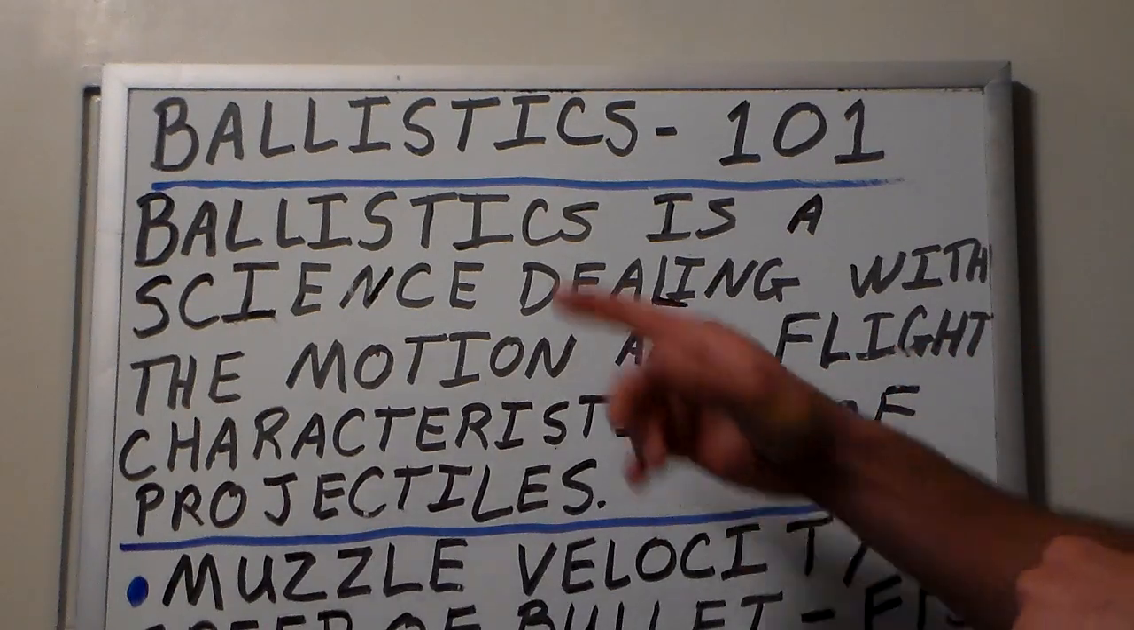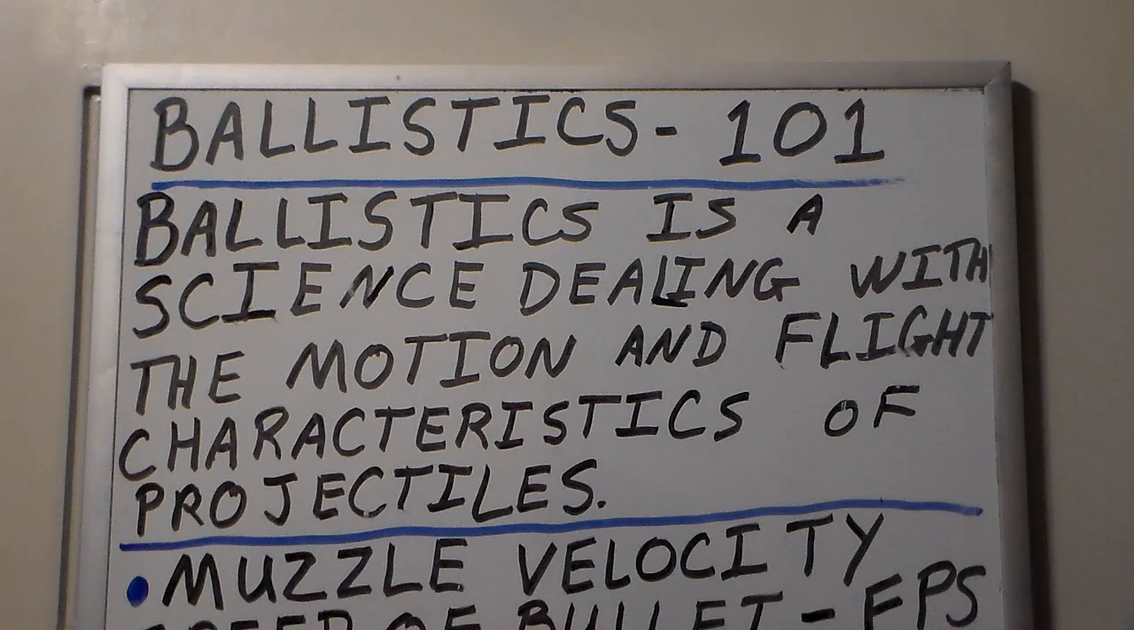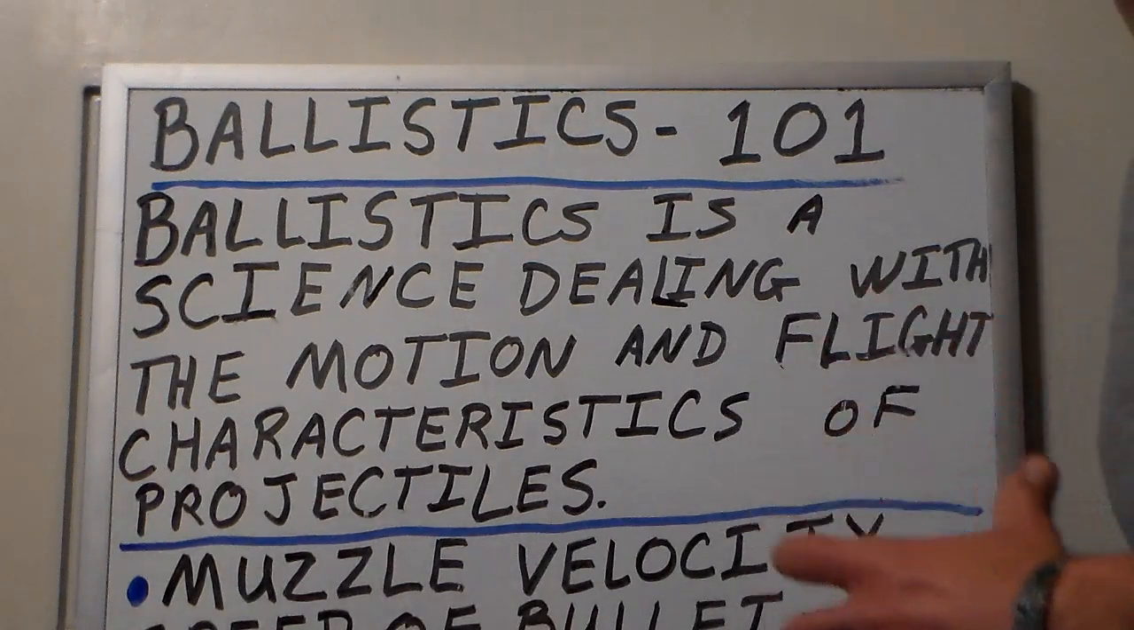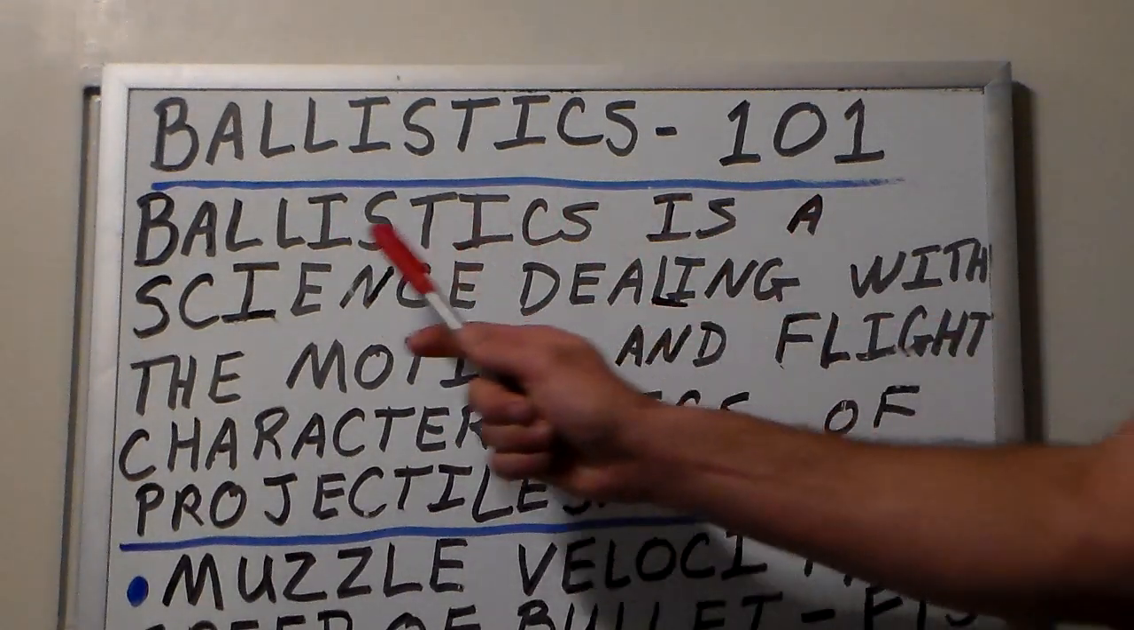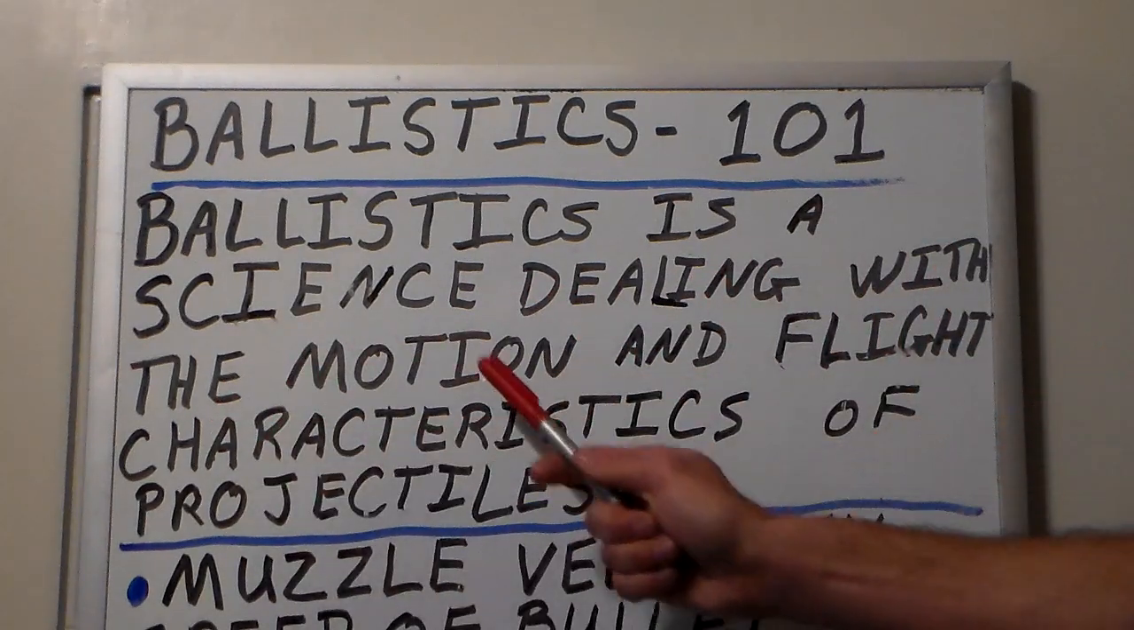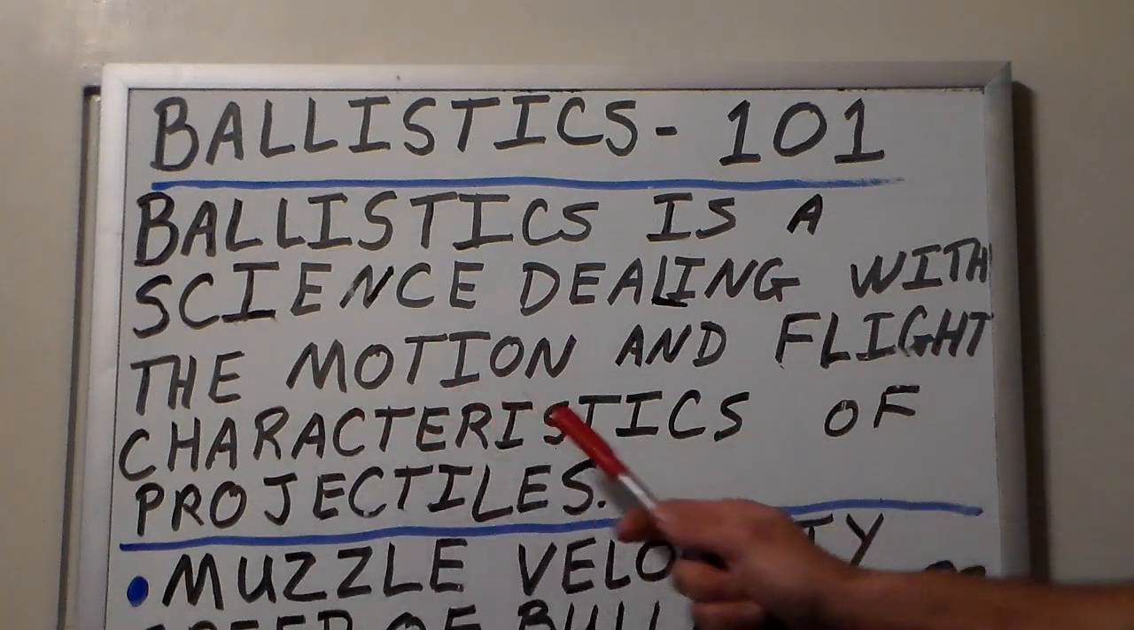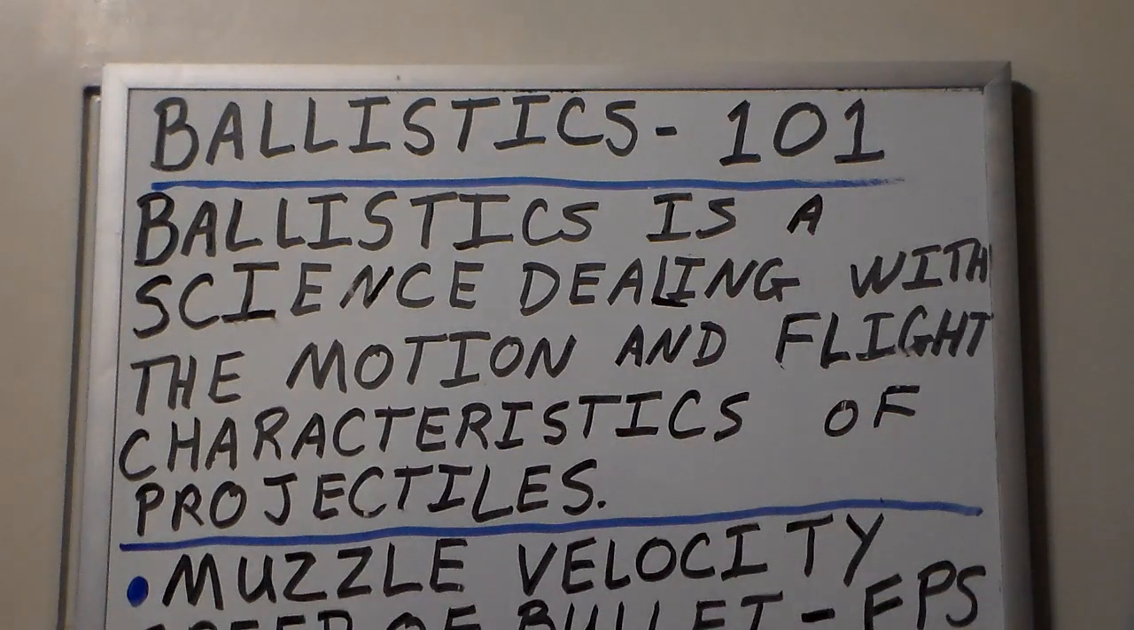We're going to talk about ballistics 101. We're going to just talk about the basics, the terminology of it, so you can start to grasp the concept of it. What is ballistics? Ballistics is a science dealing with the motion and flight characteristics of projectiles. So we're talking about the flight of the bullet, what that bullet is doing in the air, what that bullet is doing before it leaves the barrel, what that bullet is doing when it gets to the target. So that's what we're talking about with ballistics.